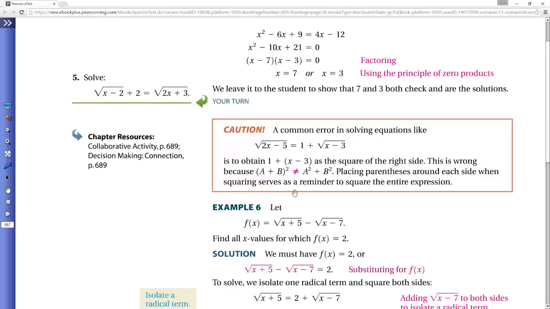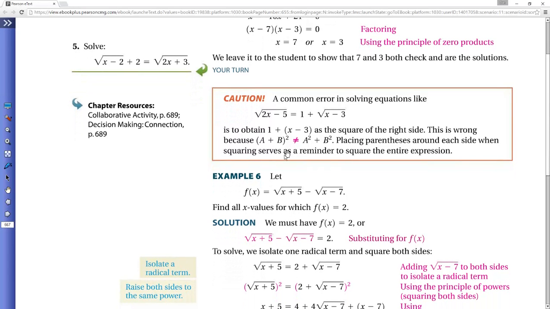One of the things I like about this book series is they do point out real common errors, and I do as a teacher. I see a lot of these. A common error for solving equations like this is to think that when you square something like this right here, you can just take this squared and this squared. But a plus b, the quantity squared, does not equal a squared plus b squared. It's going to be a squared as a first term, b squared as the last term, then it's going to be 2ab as a middle term. Okay.